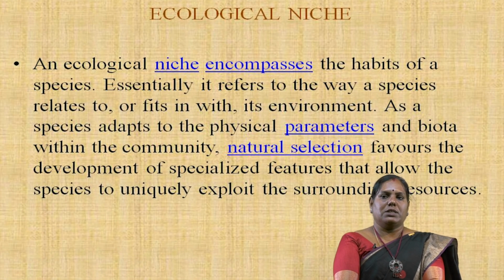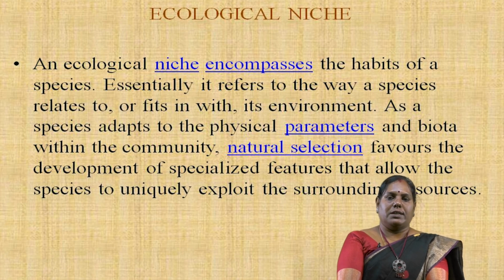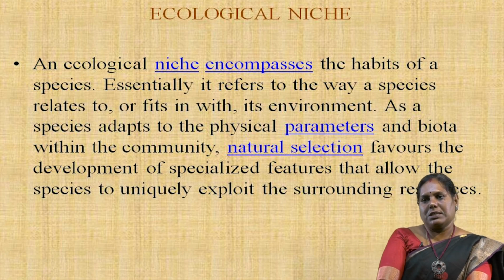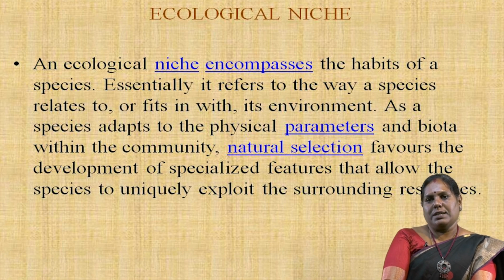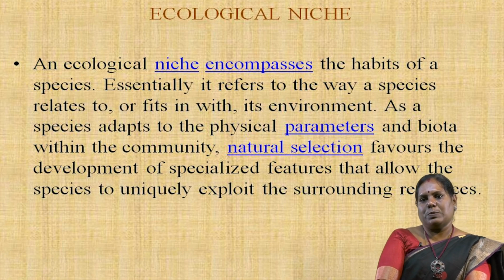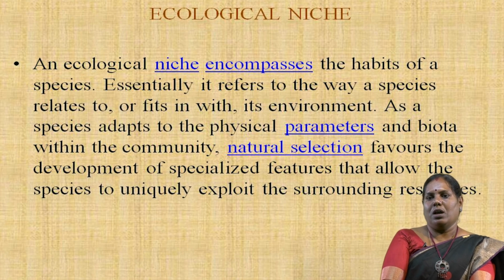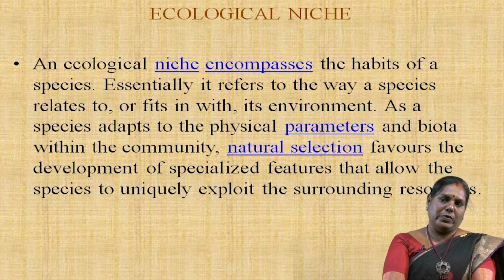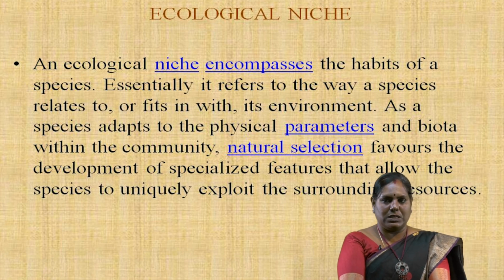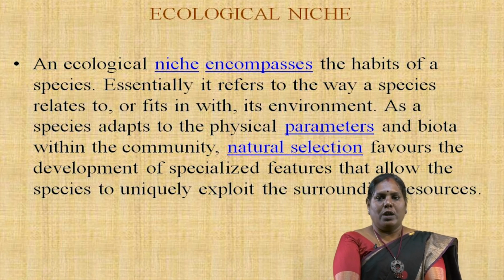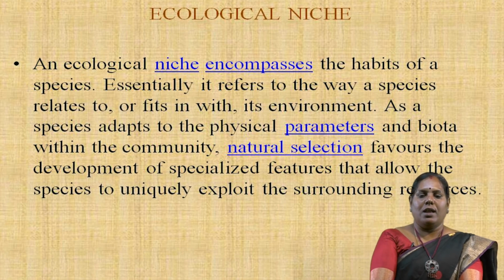Next one is the ecological niche. What is an ecological niche? An ecological niche encompasses the habits of a species. Essentially, it refers to the way a species relates to or fits in with its environment. That fit in the environment is known as the ecological niche. A species adapts to the physical parameters and biota within the community. Natural selection favors the development of specialized features that allow the species to uniquely exploit the surrounding resources. This is known as the ecological niche.